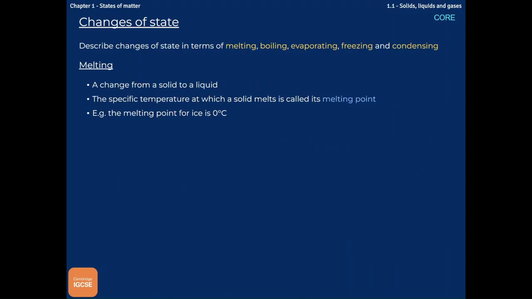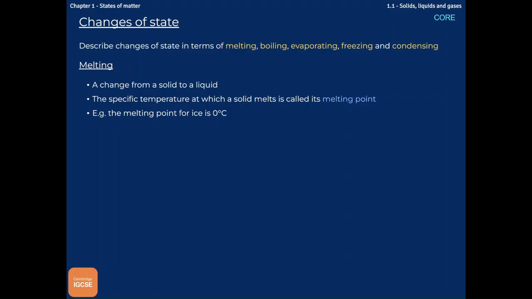So let's describe these real quick. Melting is a change from a solid to a liquid. The specific temperature at which a solid melts is called its melting point. For example, the melting point of ice is 0 degrees Celsius. Each material has a different melting point. This is one of the physical properties of things, right?